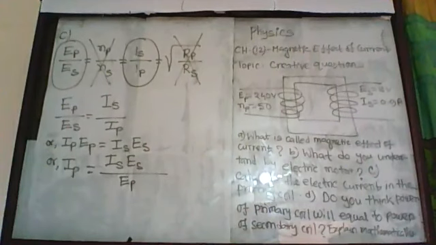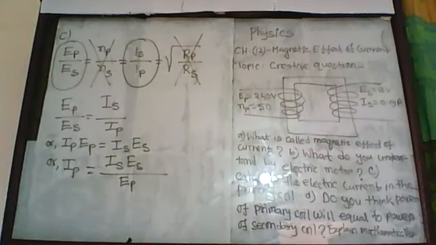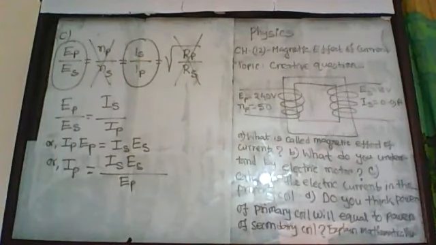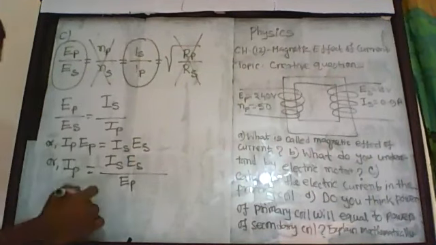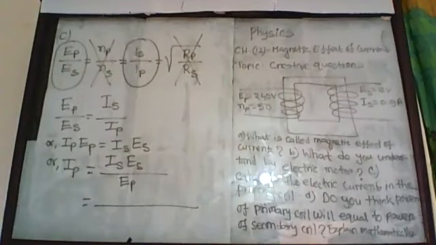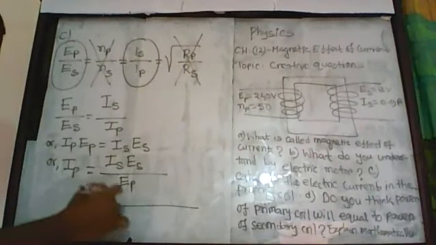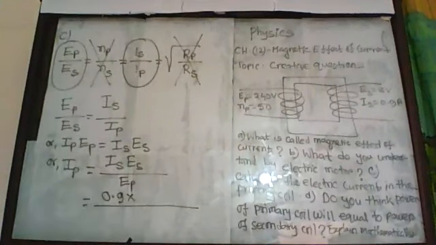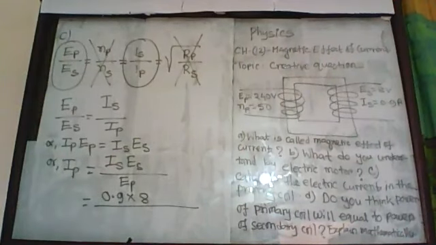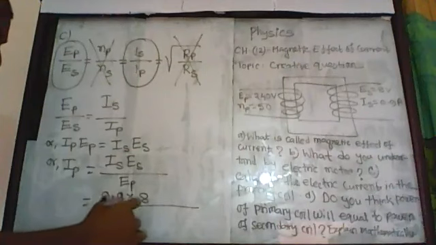Now the given values: EP equals 240 volt, ES equals 8 volt, and IS equals 0.9 ampere. Using those values, we can easily find the electric current in the primary coil. That is IP equals 0.9 into ES equal to 8 volt, divided by EP equal to 240 volt. Now, what will be the answer?